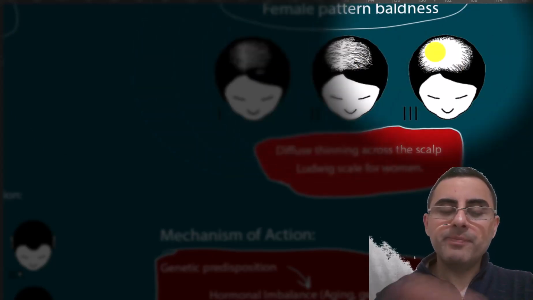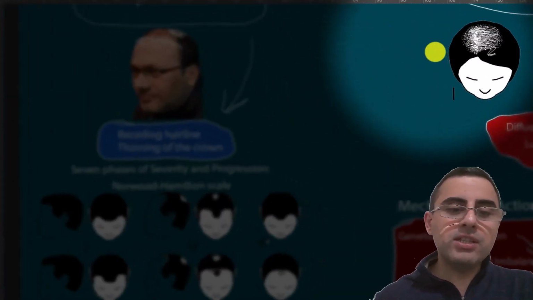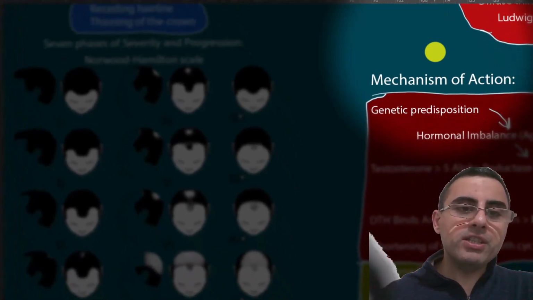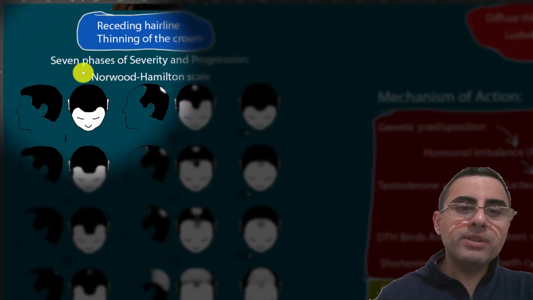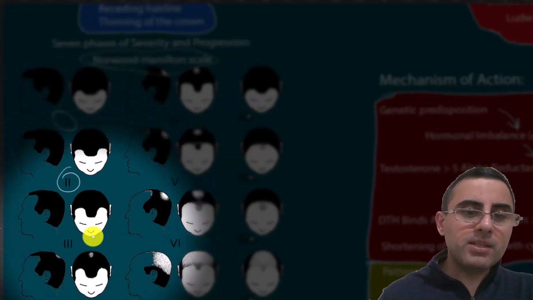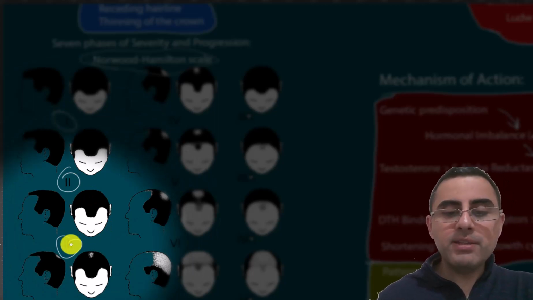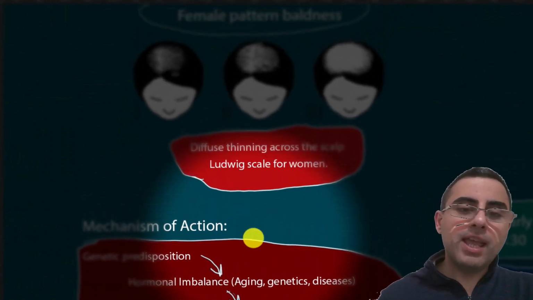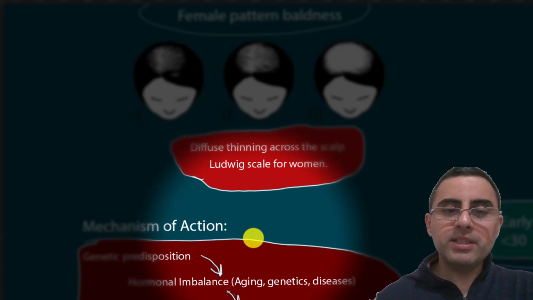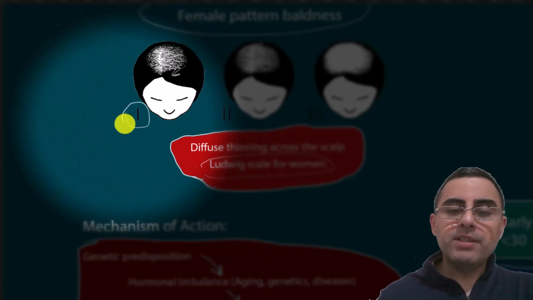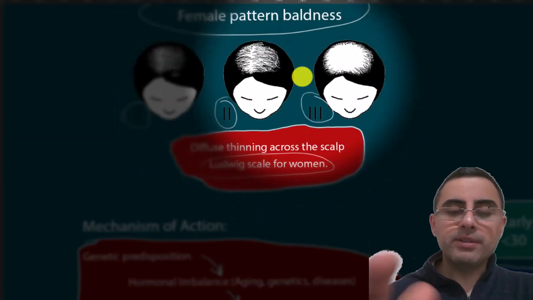everywhere across the scalp. We have classifications according to phases and severity of progression, which we measure with the Norwood-Hamilton scale in case of males, and you can see this scale is first phase, second phase, third phase. The higher phase, the higher hair loss. And we can assess female pattern baldness with Ludwig scale for women. You can see it's first phase, second phase, and third phase.